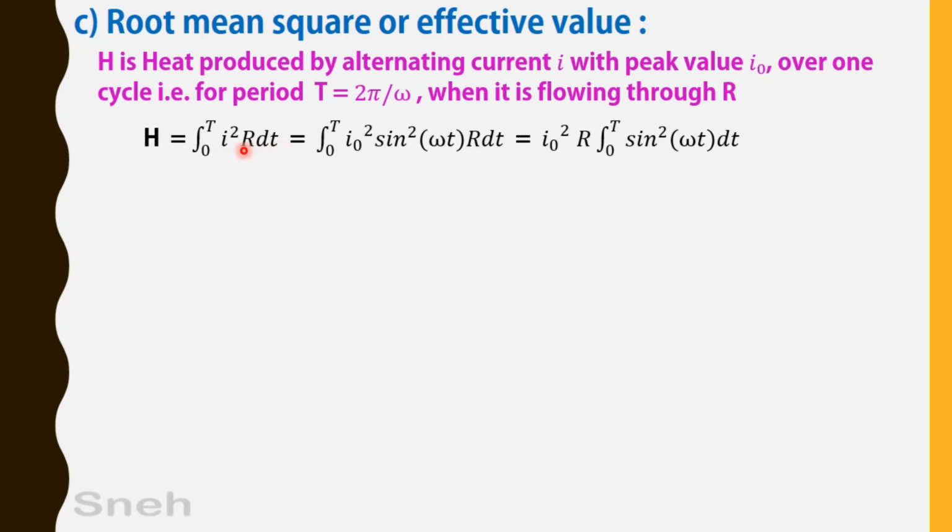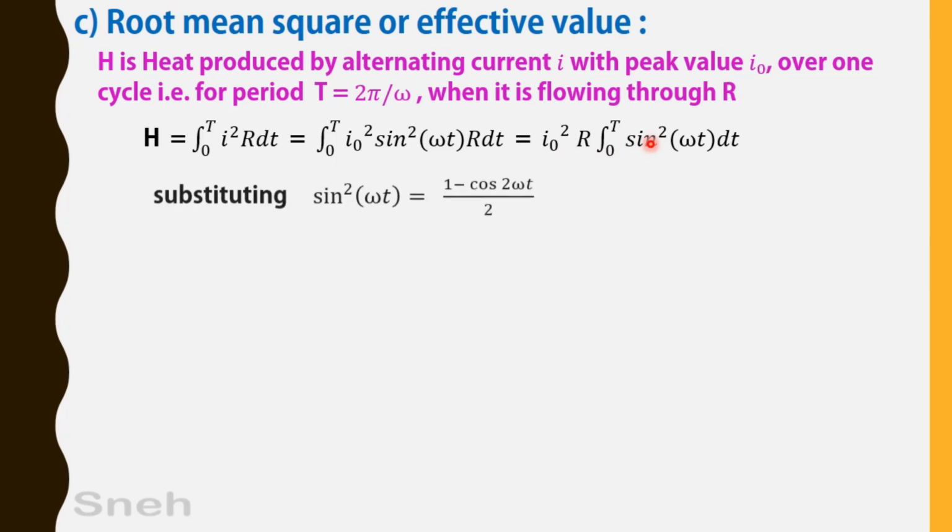Now R is constant. I have to substitute the value of I, that is I0 sine omega t, but here we have I square, so I0 square sine square omega t R dt, and limits of integration are from 0 to T. Now I0 square is not changing with time, R is also not changing with time, so these two terms are constants of integration. We can take them outside of the integration. We can write I0 square R integration from 0 to T sine square omega t dt, and now we have to simplify this.